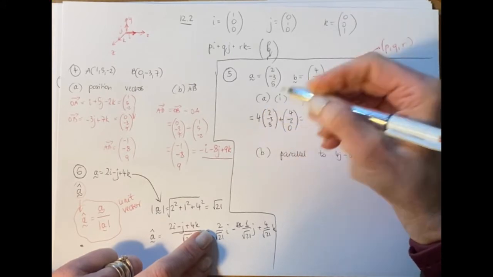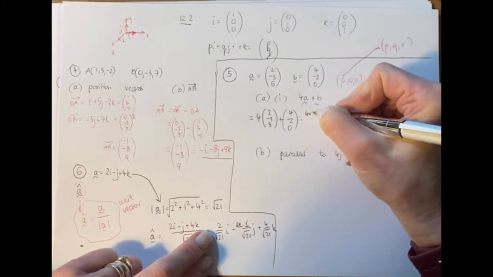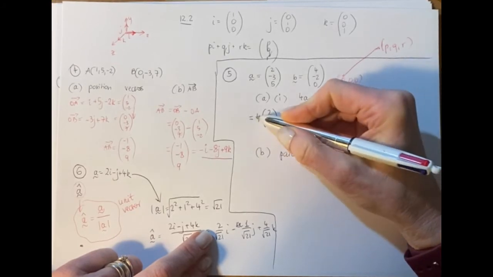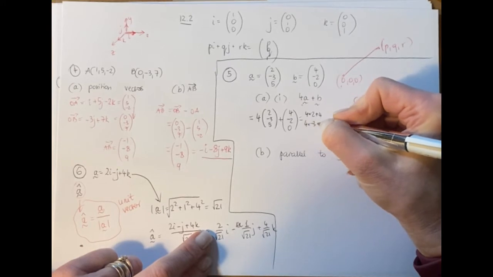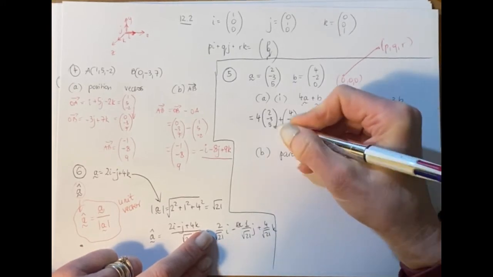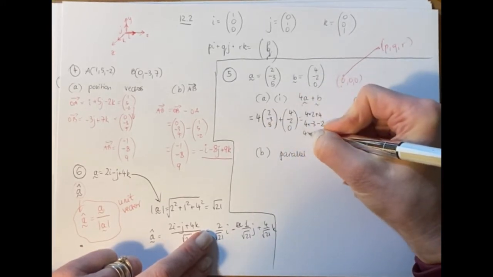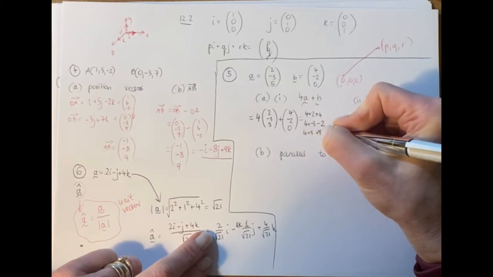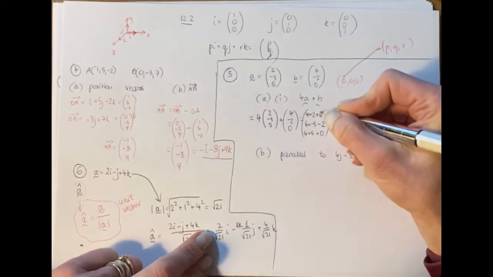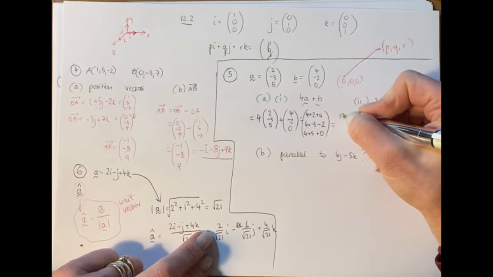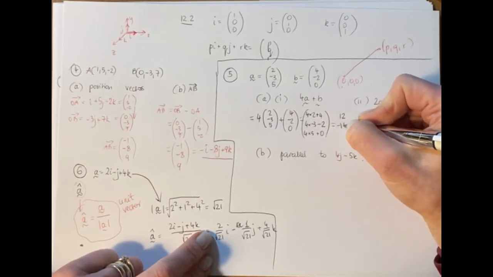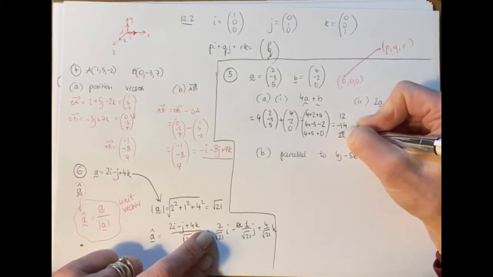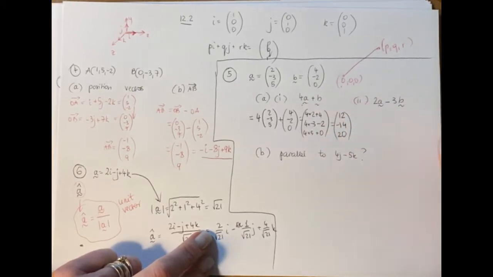So it's 4 times 2, add 4. Then you go along the middle entries, 4 times minus 3, add negative 2, and then 4 times 5, add 0, needs to be calculated. So it's 8, add 4, which is 12, then minus 12 minus 2, which is minus 14, and then 20. This is vector 4a plus b.